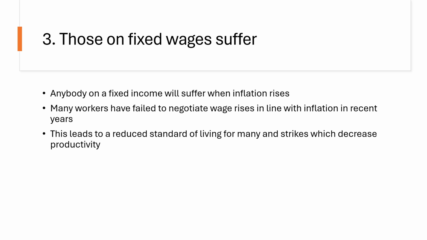So if you look at in recent years, when we've experienced high levels of inflation, many workers have failed to negotiate wage rises in line with inflation. And what this leads to is a reduced standard of living for many, and also strikes, which decrease productivity. So if we look at in recent years the junior doctor strikes and the train strikes, that's all because they haven't been able to negotiate wage rises in line with inflation.